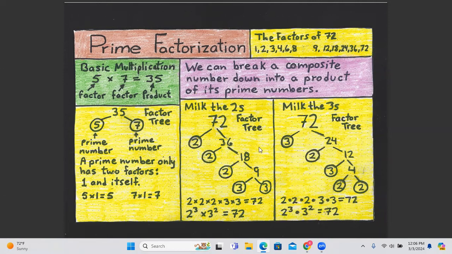You have been given quite a bit of information, and you may pause the video to take a look at the anchor chart if you like, or you may replay this video as many times as you need to gain a deeper understanding of the art of prime factorization.